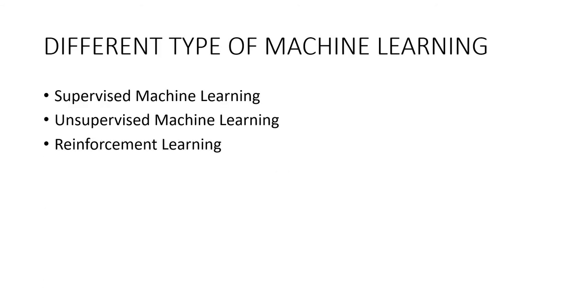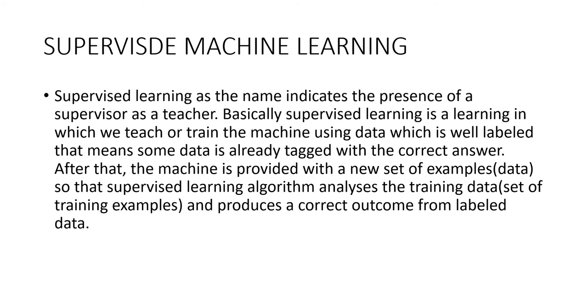We are going to discuss the different types of machine learning. Machine learning is classified into three types. One is supervised machine learning, the second is unsupervised machine learning, and the third is reinforcement machine learning. Let's first talk about supervised machine learning.